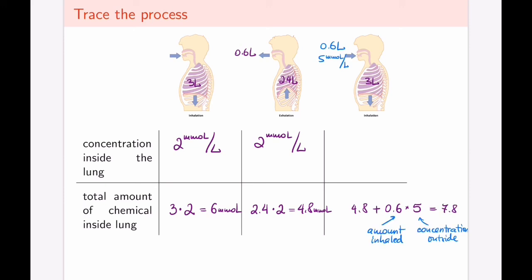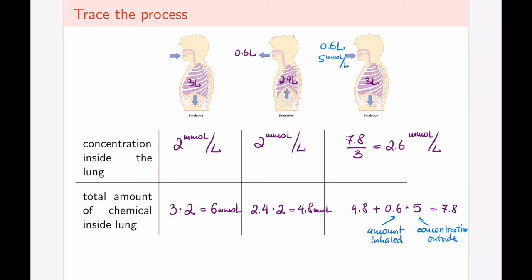And now we can fill in the last square of this table of ours that we don't know yet. What is the new concentration of the air inside the lung? So we know that overall there's 7.8 millimoles of the chemical inside the lung. And at this point, at the inhalation, there's 3 liters of the volume. So we're going to take our new amount divided by the amount of liters in the lung to get the new value of 2.6 millimoles per liter.